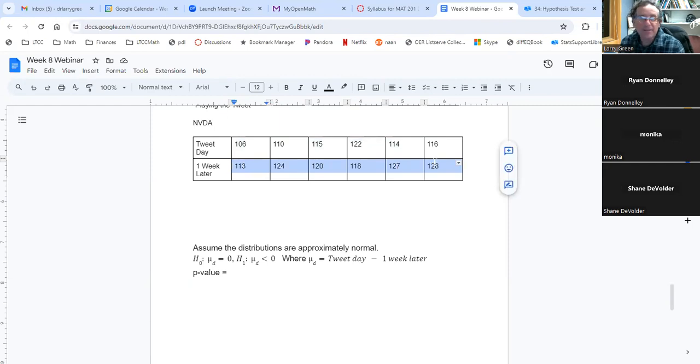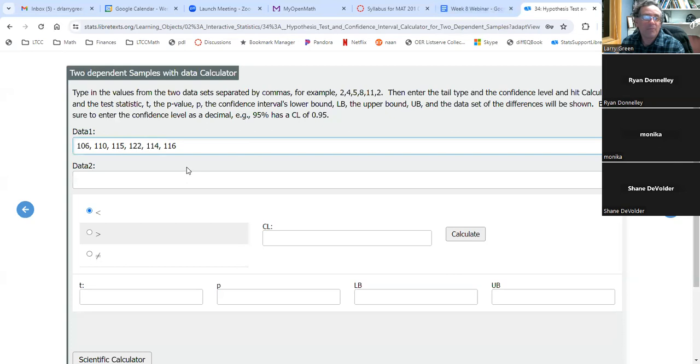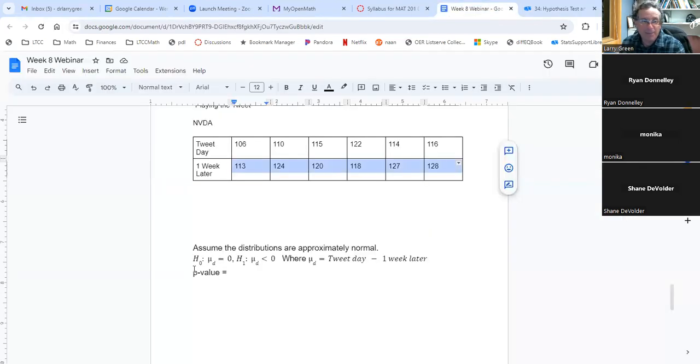And then let's copy the 1 week later ones. And you get 113. I need to put commas in, comma 124, comma 120, comma 118, comma 127, comma 128. Okay. Now, in my hypothesis, mu sub d is less than zero. Yeah, spaces turned out to be fine. I don't know if you could do like one space three to be 13, but you probably wouldn't do that anyway.